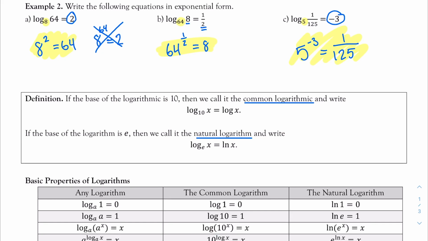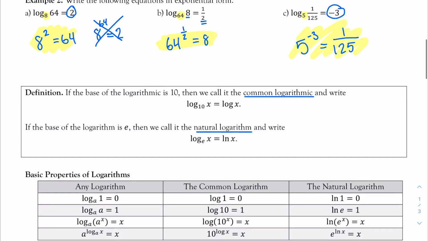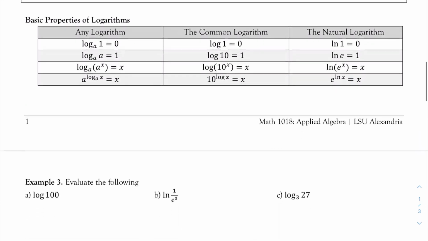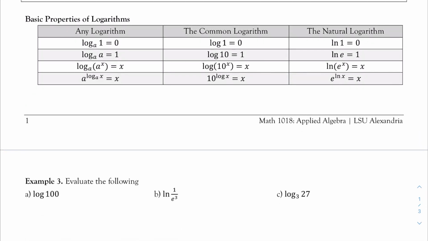Now, I want to introduce some common properties of the logarithm. Here I'm going to call them basic properties because we will be discussing other properties in the next couple of sections. So, first off, for any logarithm, I'm looking at this first column here. If I have log base a of 1, that is always equal to 0. In other words, if you do log of 1, no matter what the base is, we should get 0 no matter what.